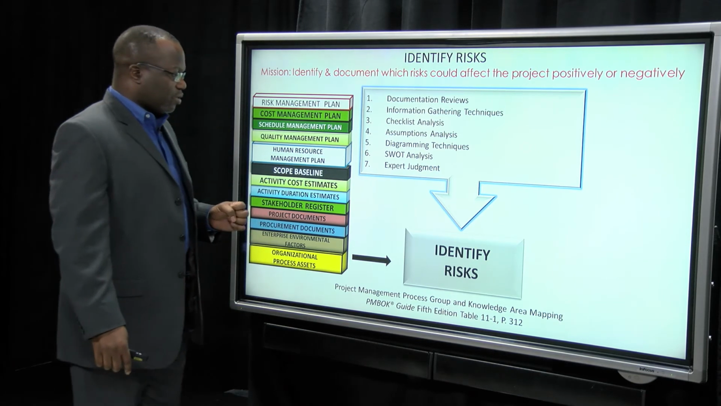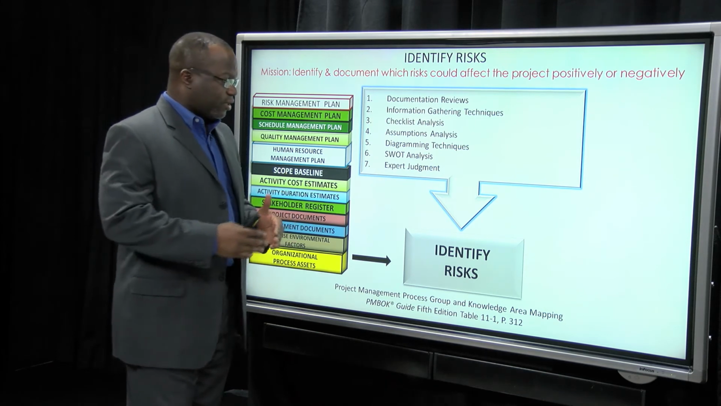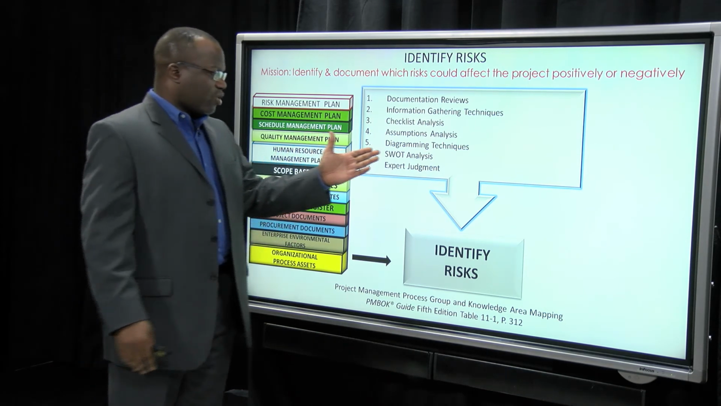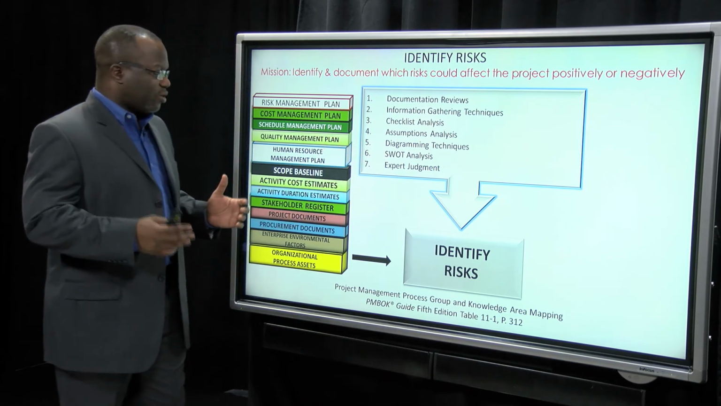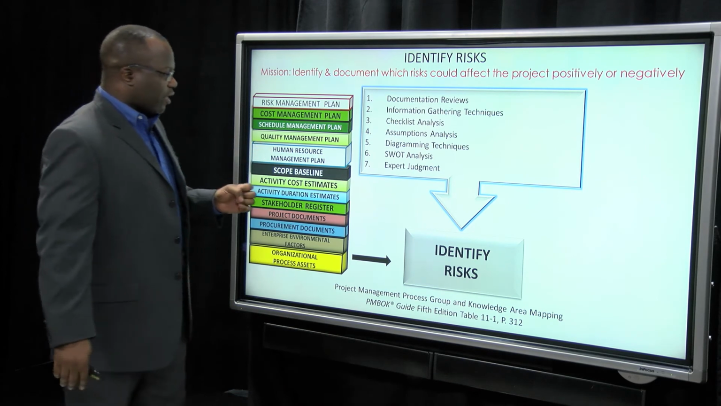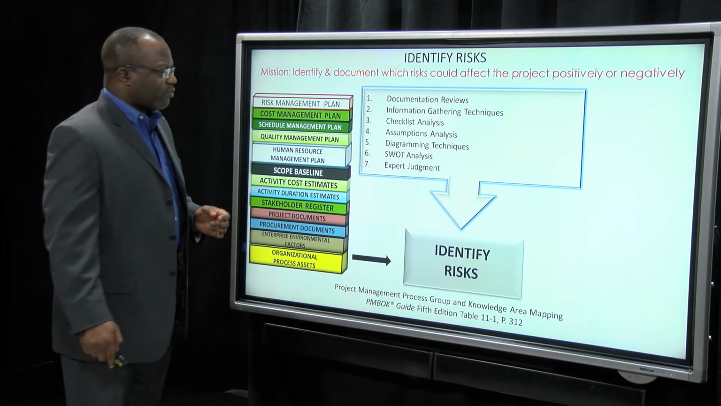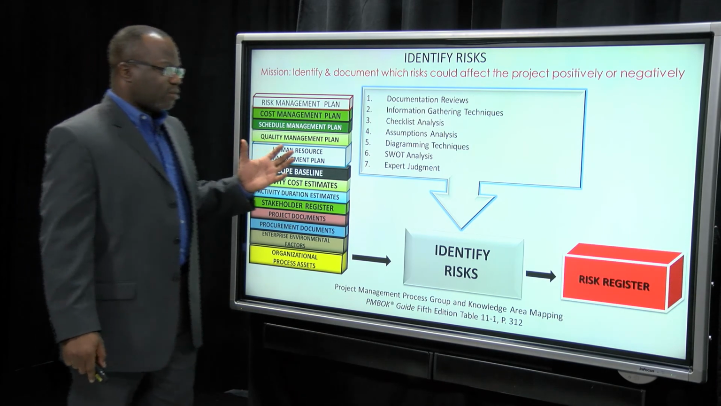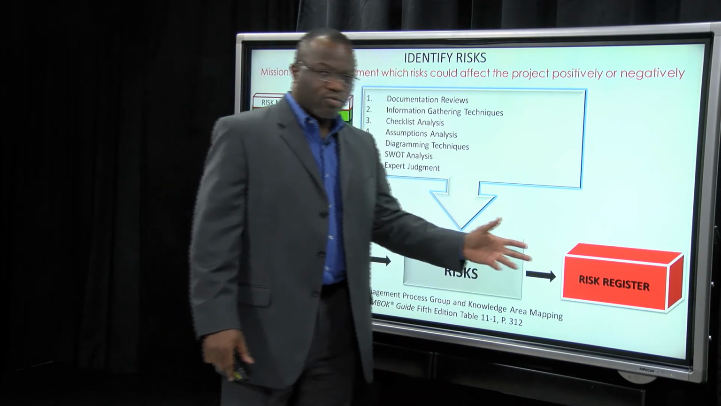Diagramming techniques will also be talked about here. You probably remember your Ishikawa diagram, I hope. You remember flow charts and stuff. SWOT analysis, strengths, weaknesses, opportunities, and threats can be used to glean possible risks on the project. And expert judgment, of course, you need expertise to weigh where risk could come from. And the big and the only output is risk register.